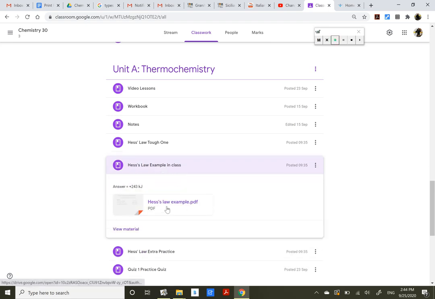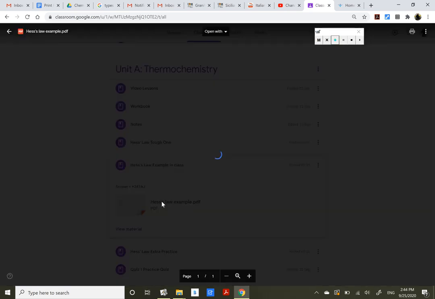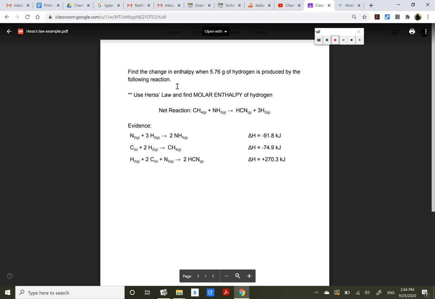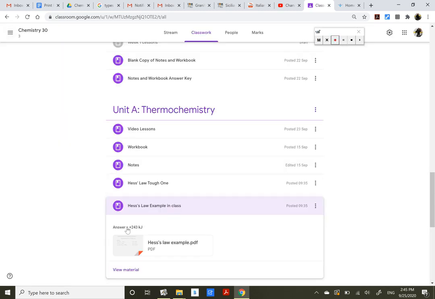The answer's right here. Now with this one, this is more of a typical type of example that you're going to get, because you need to use Hess's Law to figure this out, but you also need to figure out the molar enthalpy for hydrogen because it's basically a 2-stepper, right? So please, please, please try this one and see if you can get the answer. If you can't, once again, let me know. The answer's right here, so you should get a positive 243 kilojoules.